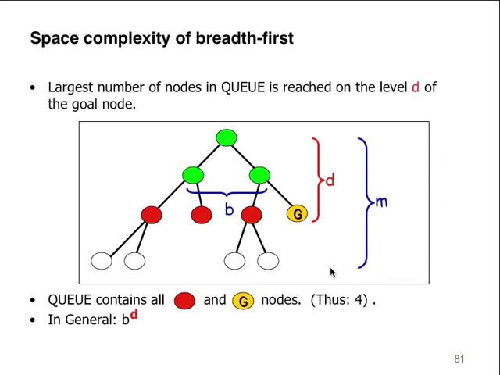It makes it not so optimal if you know it's going to be further down. So if you know you're not going to find it easily, and you have a large search space, it's not such a good idea. It's going to totally block up your memory. The largest number of nodes in the queue is reached by level D of the goal node. So the queue here contains all the way up to the red, and then we have the G nodes, thus 4 levels. 1, 2, 3, 4 levels.